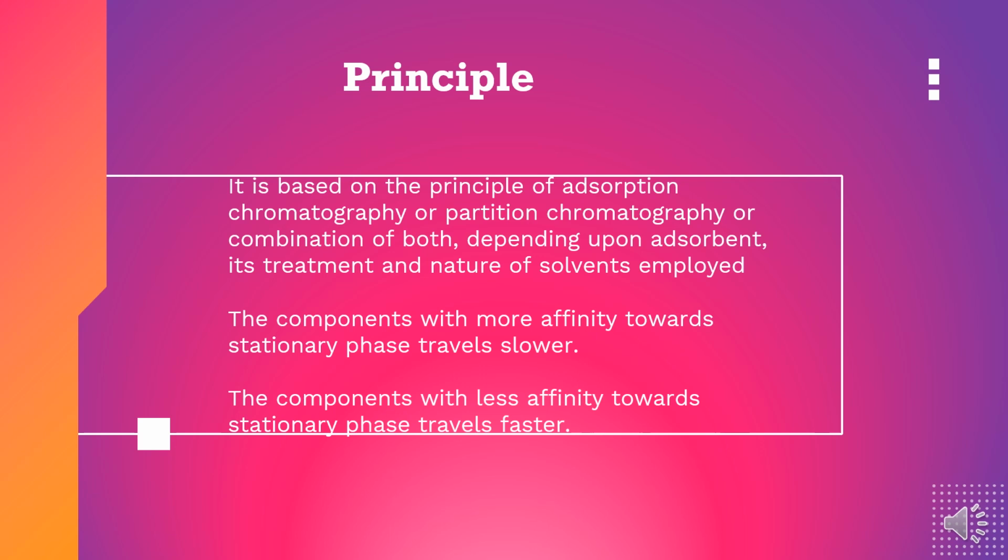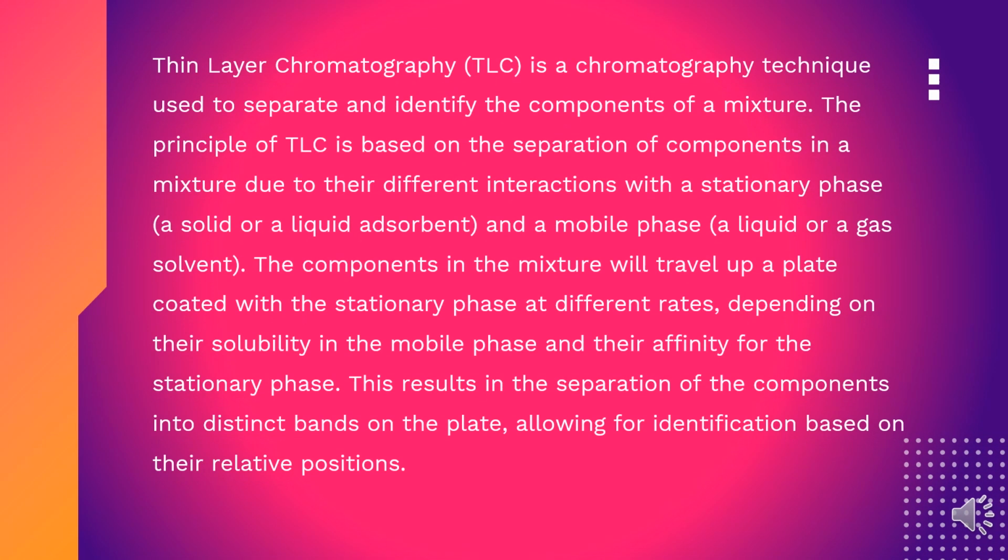Now let's discuss the principle of thin layer chromatography. It is based on the principle of adsorption chromatography or partition chromatography or combination of both. Depending upon adsorbent, its treatment and nature of solvents employed, the components with more affinity towards stationary phase travel slower, and the components with less affinity towards the stationary phase travel faster. The components in the mixture will travel up a plate coated with the stationary phase at different rates depending upon their solubility in the mobile phase and their affinity for the stationary phase. This results in the separation of the components into distinct bands on the plate, allowing for identification based on their relative positions.